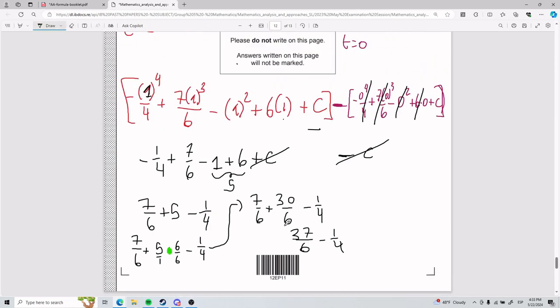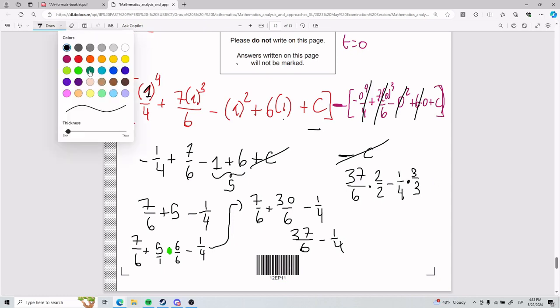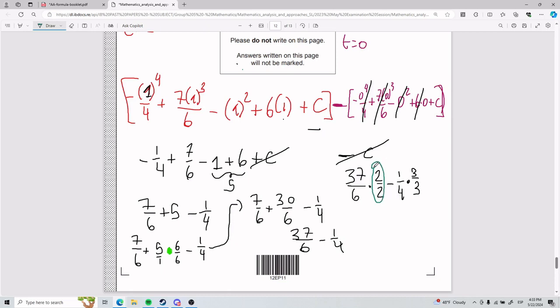For the first one, for the 37 over 6, I need to amplify it by how much? By 2 over 2, because 6 times 2 is going to give me the 12. For the other one, for the minus 1 over 4, I need to amplify it by 3 over 3. And so 4 times 3 gives me the 12. Guys, just to be very clear, this is legal because 2 over 2 is equal to 1, so you're multiplying by 1, and 3 over 3 is also legal because it equals 1. And so I just want to insist, all of this is legal because you're just multiplying by 1, okay?